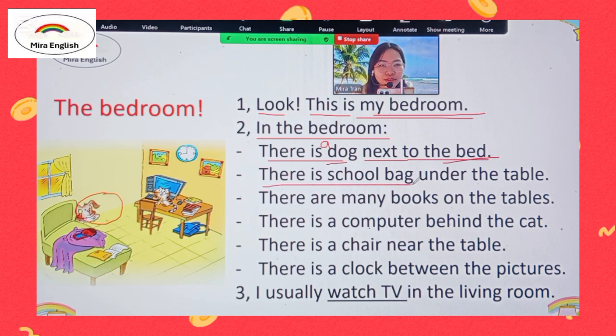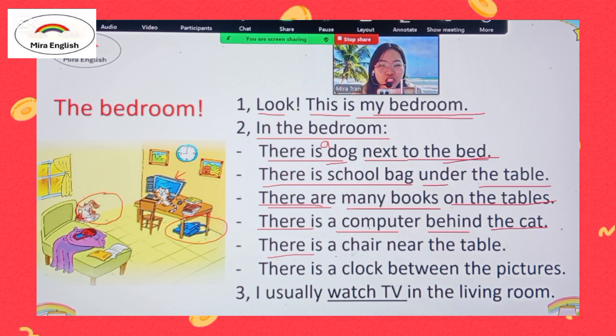There is a school bag under the table. Có một chiếc cặp sách ở dưới bàn. There are many books on the tables. Có rất nhiều sách ở trên bàn. There is a computer behind the cat. Có một cái máy tính ở sau chú mèo.